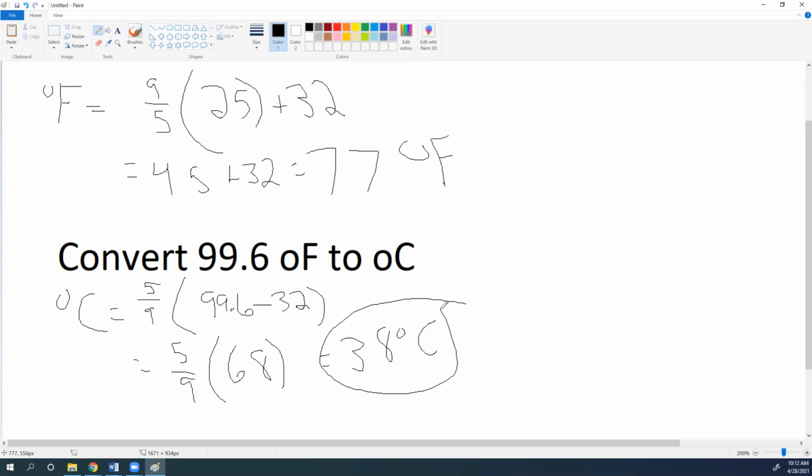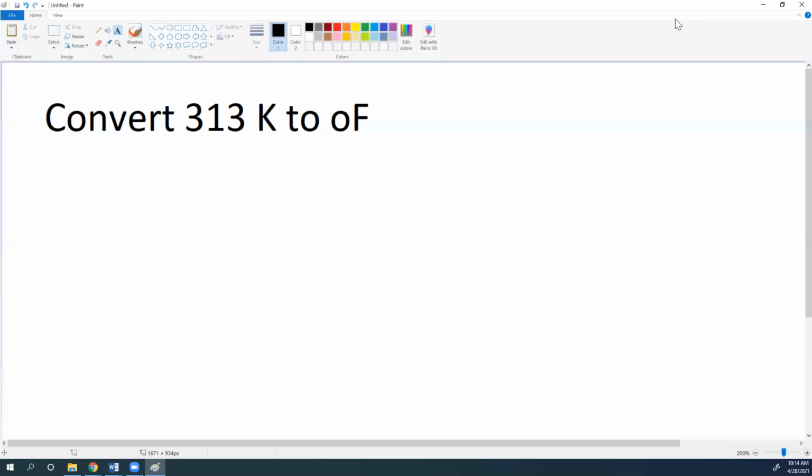Which equation would I use first? The fourth one, because I need to go from Kelvin to Celsius. So degrees Celsius equals Kelvin, which is 313, minus 273.15. And that equals what?